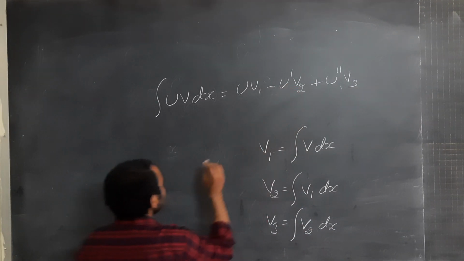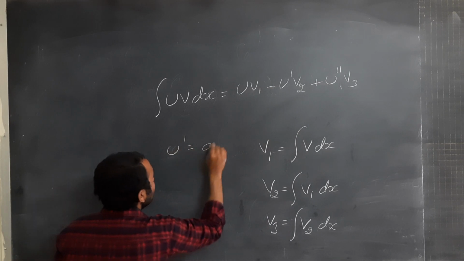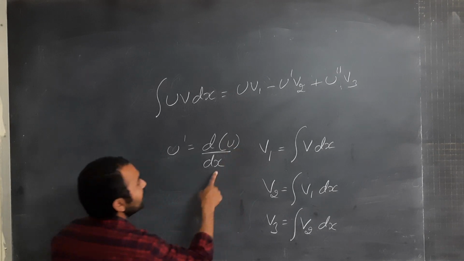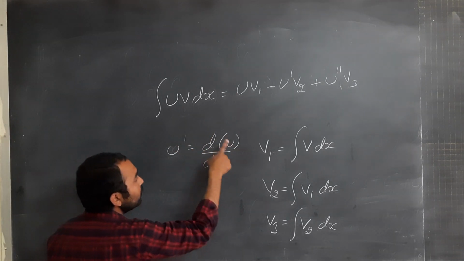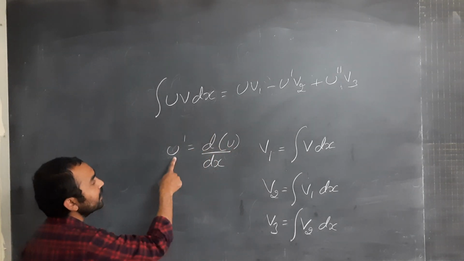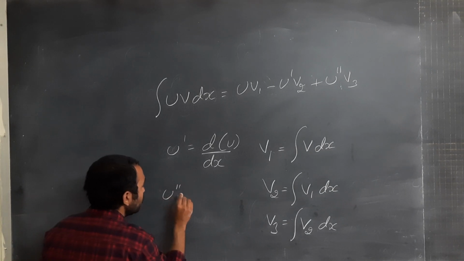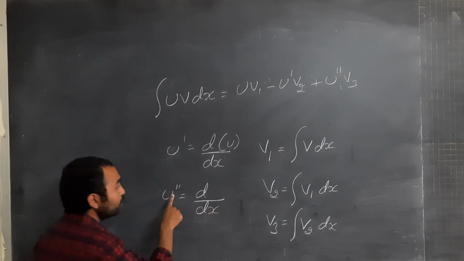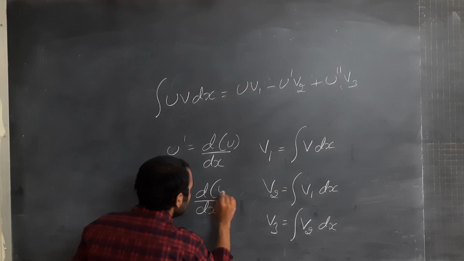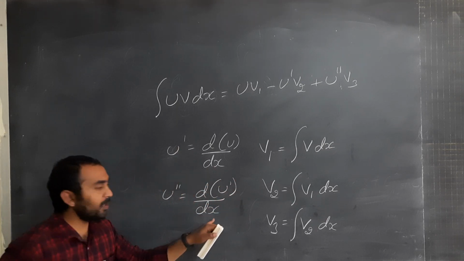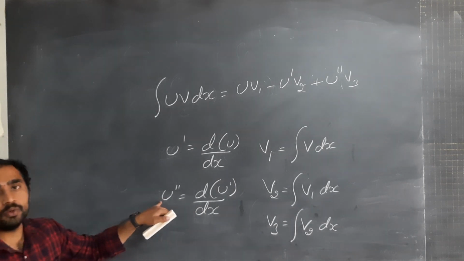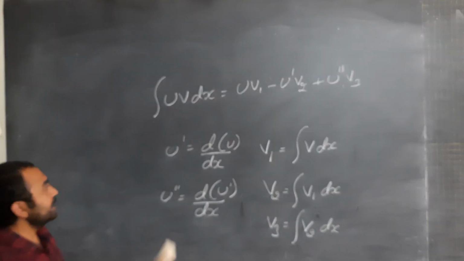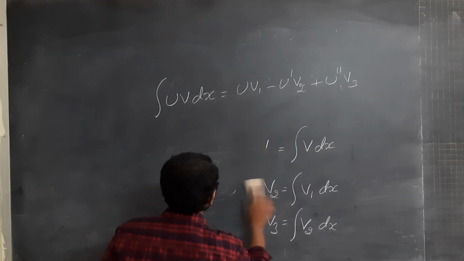Here u dash means the differentiation of u with respect to x. Differentiating u with respect to x, we get u dash. Similarly, differentiating u dash with respect to x, we get u double dash. Let us have an example.